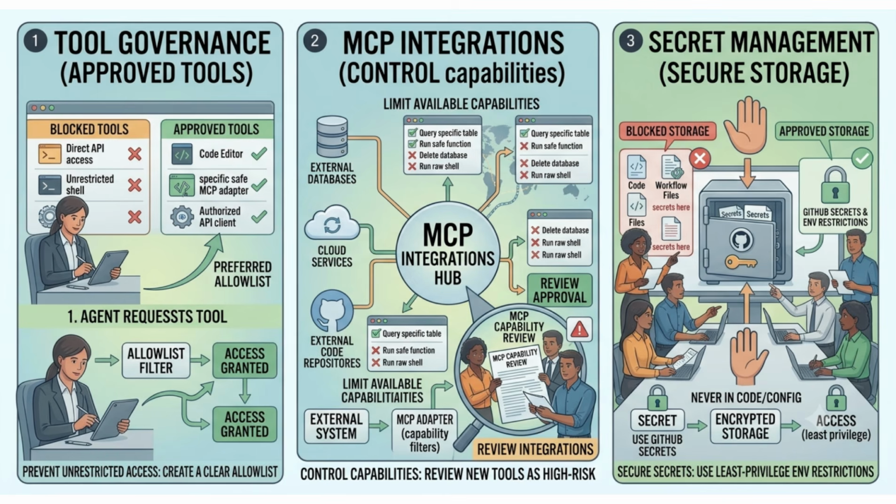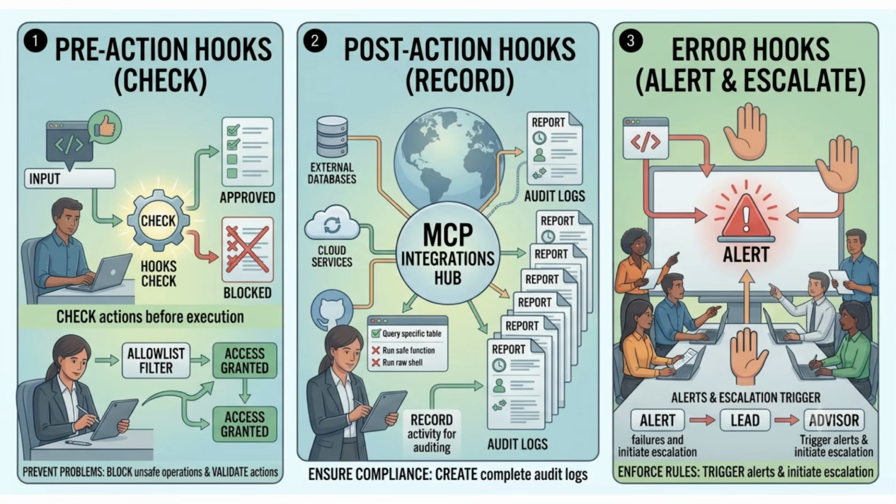Follow least privilege principles. Hooks and guardrails. Hooks provide another layer of protection. They can block unsafe operations, validate actions before execution, create audit logs, and trigger alerts when policies are violated. Examples include pre-action hooks, which check actions before execution; post-action hooks, which record activity for auditing; and error hooks, which capture failures and initiate escalation. Hooks help enforce rules independently of the AI model itself.